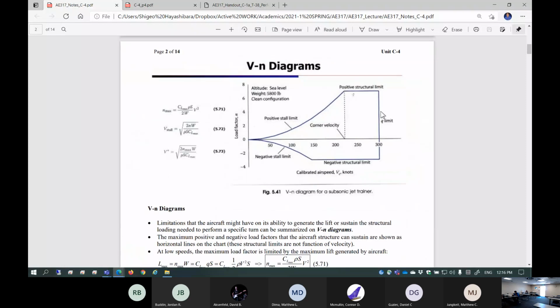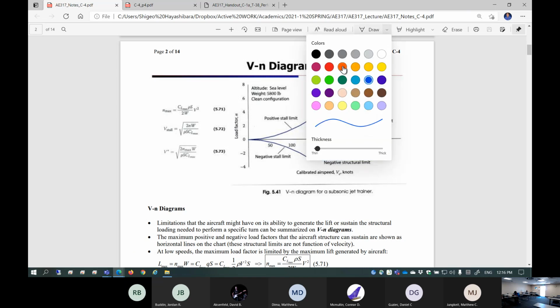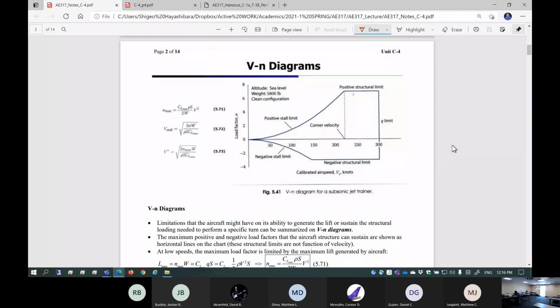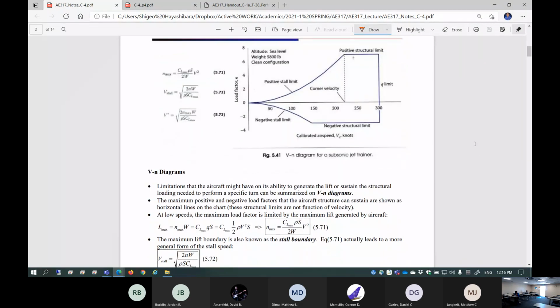So let's look at the first page, the VN diagram. This is the schematic of the VN diagram. Of course, you probably know already. So there are a few important things I'm going to point out one at a time. The VN diagram indicates the limitation for the aircraft, which is the ability to generate the lift or sustain the structural loading needed to perform a specific turn.